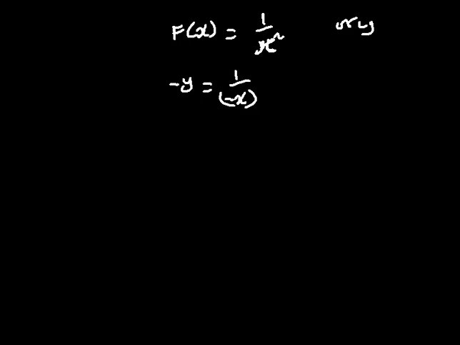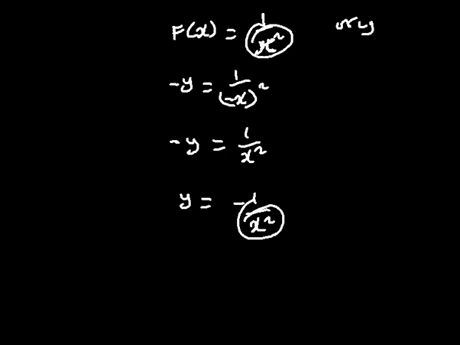And how about if we have this? Let's say the function f of x is equal to 1 over x squared. So let's see the symmetry about the origin. Symmetry about the origin gives negative y is equal to 1 over negative x to the power 2. In this case we have negative y is equal to 1 over x squared, and this is the same as y is equal to negative 1 over x squared. This function is not the same as the original function. Therefore, it is not symmetric about the origin.